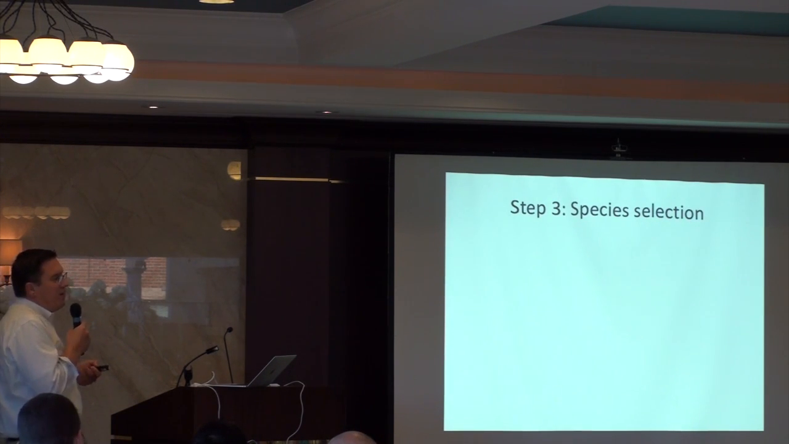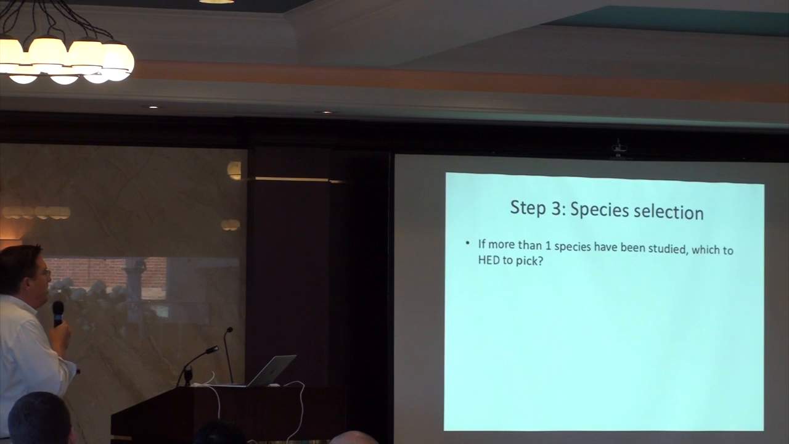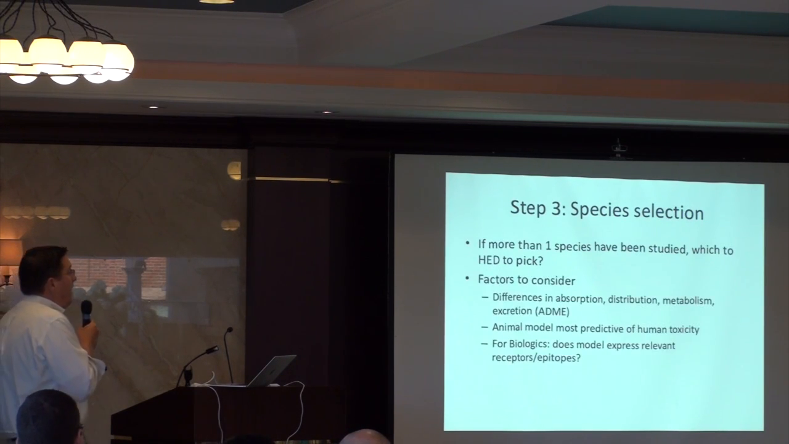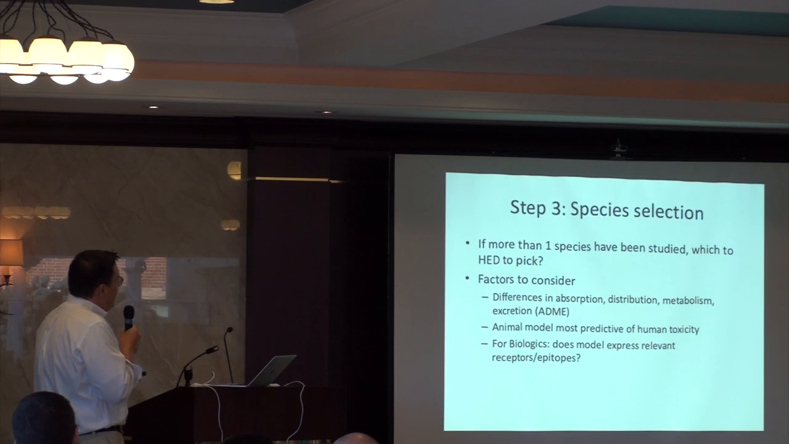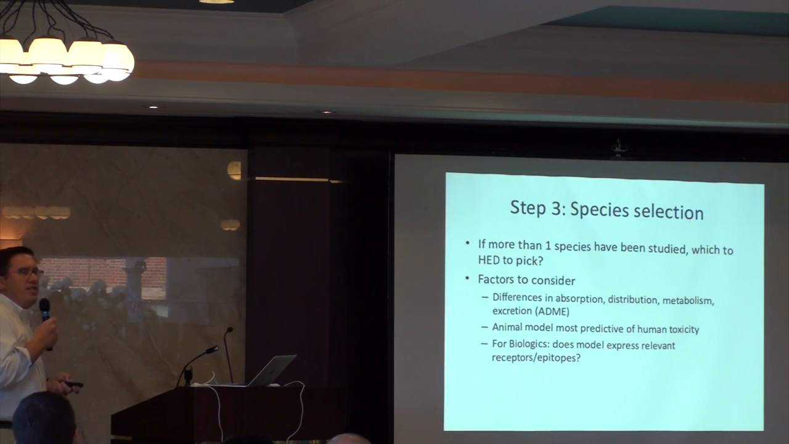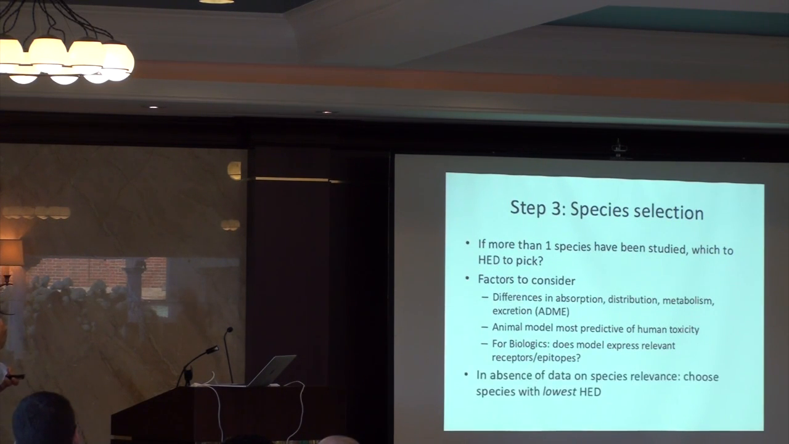Then the question, when you have several animal studies available, which one to choose? Factors that you should consider is, is there any model, for example, most predictive of human toxicity? What are the differences between these animal models? If you have no idea, then go for the lowest.